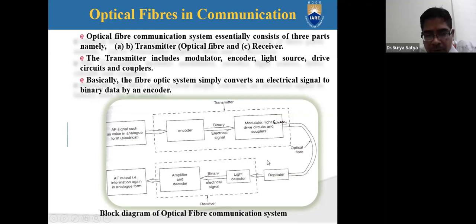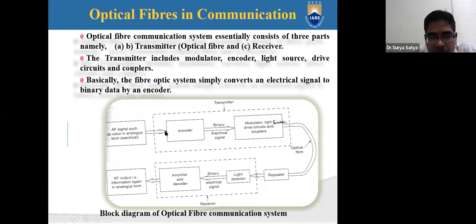So we have two important parts: one is the transmitter and the other is the receiver. The transmitter includes the modulator, right? In the diagram itself we can see it includes the modulator, encoder, light source, drive circuits, and couplers. So we have one block here consisting of modulator, light source, drive circuits, and couplers.